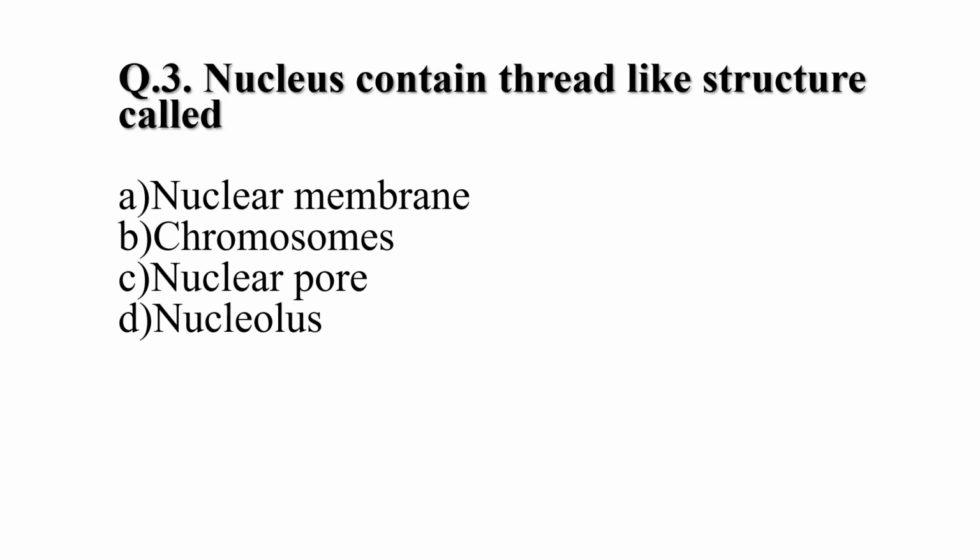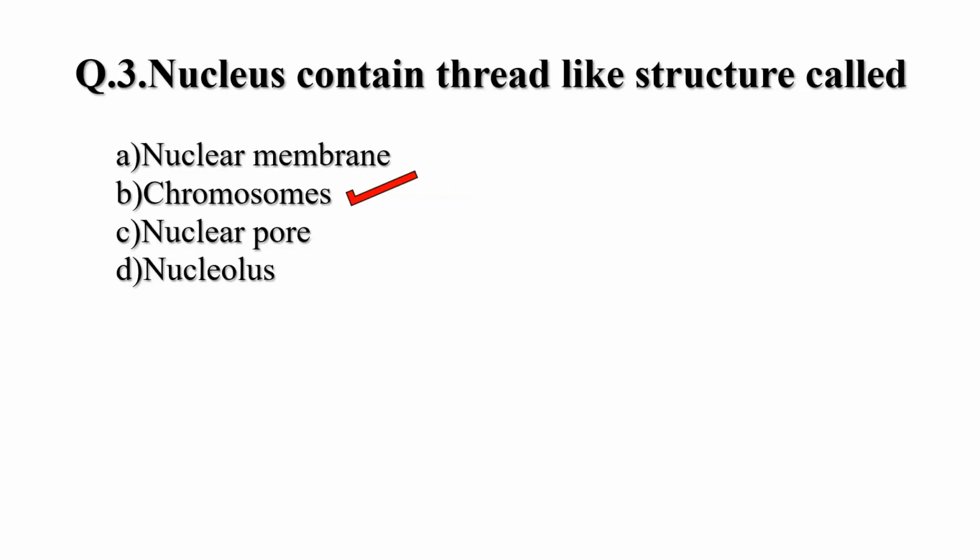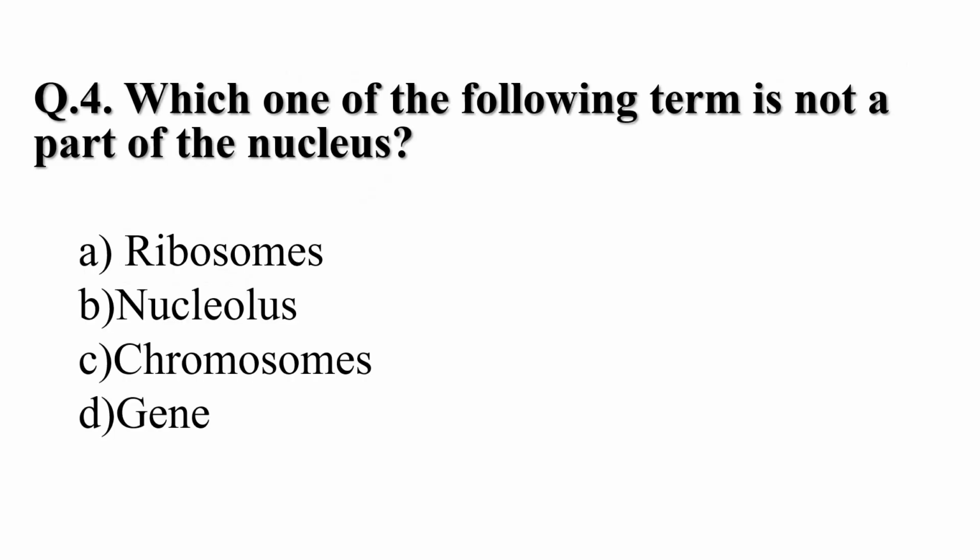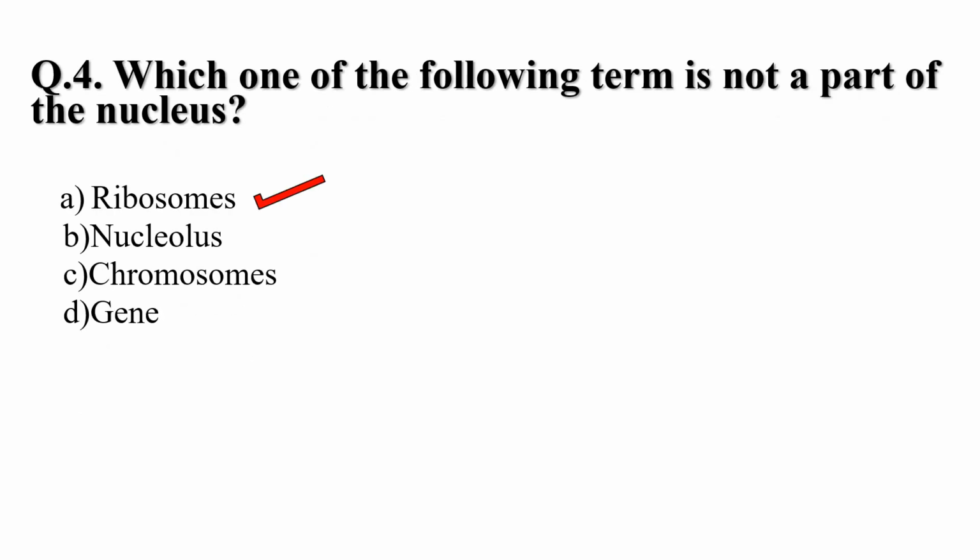Cytoplasm. Question 3. Nucleus contains thread-like structure called A. Nuclear membrane, B. Chromosomes, C. Nuclear core, D. Nucleolus. And the right answer is B. Chromosomes. Question 4. Which one of the following terms is not a part of the nucleus? A. Ribosomes, B. Nucleolus, C. Chromosomes, D. Gene. The right answer is A. Ribosomes.